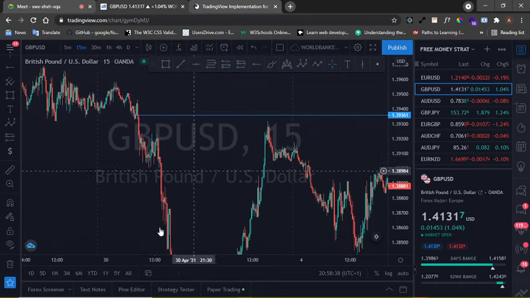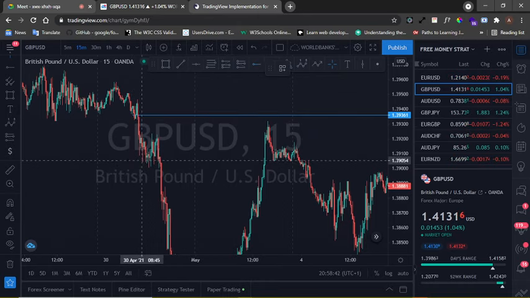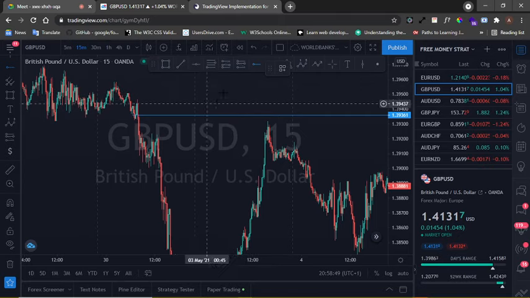Impulsive move. Break of structure. A lot of break of structures, man. Move to the downside. Break of structure here, break of structure here, break of structure here, break of structure here, break of structure here. I knew that this is the time to enter. So I drew my order block.